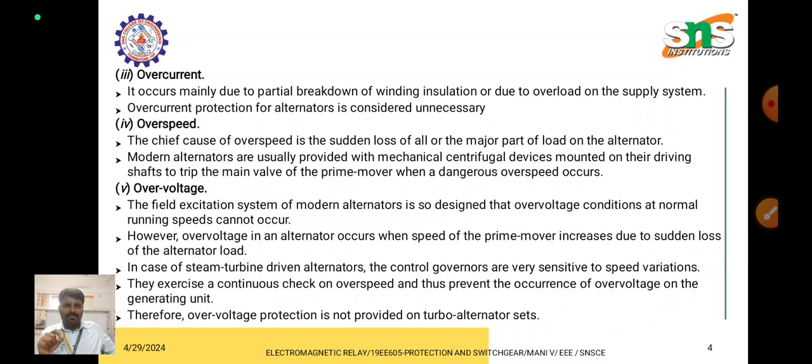And overvoltage. If the field excitation system of a modern alternator is so designed, an overvoltage condition at normal running speed cannot occur. However, overvoltage in an alternator occurs when the speed of the prime mover increases due to sudden loss of the alternator load. As we saw last time, if a heavy load is disconnected, the current and the voltage will increase, and so the speed will increase. That is nothing but overspeed.